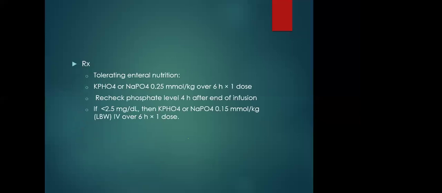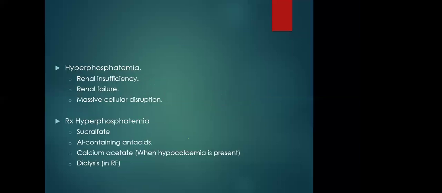intracellular space. And treatment is, for the patients who are tolerating enteral nutrition, you can supplement it with phosphorus, and you are supposed to check phosphorus levels 4 hourly at the end of infusion. And hyperphosphatemia is for those patients who have mostly renal insufficiency who cannot excrete phosphorus, and also patients with renal failure and massive cellular disruption, because we all know that phosphorus is next to potassium in concentration.